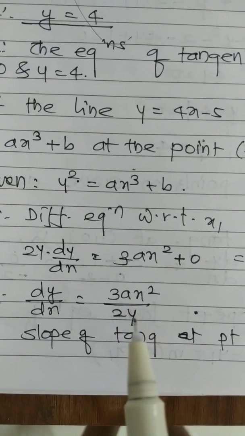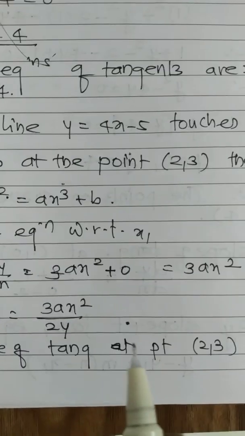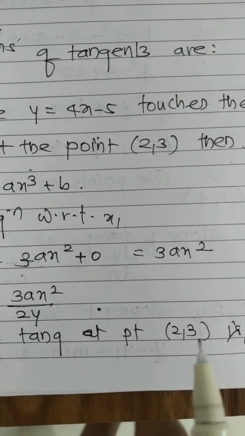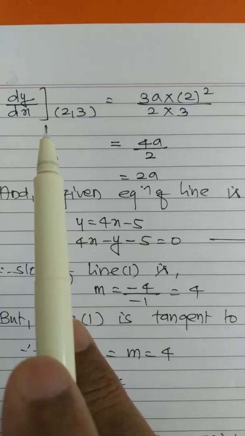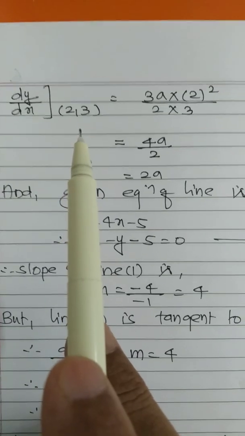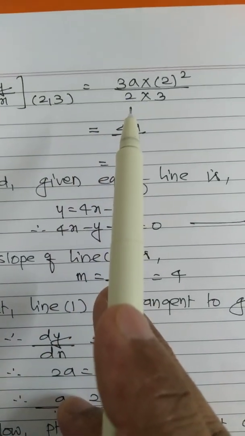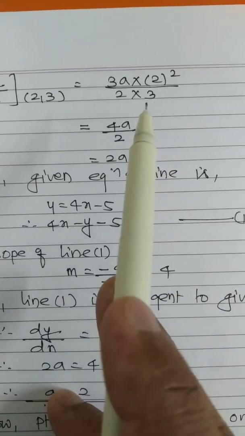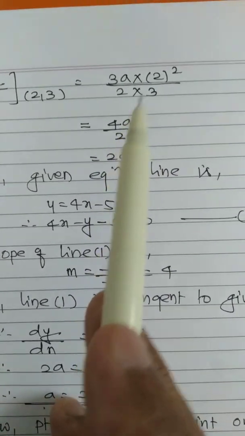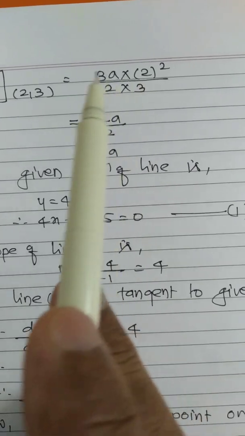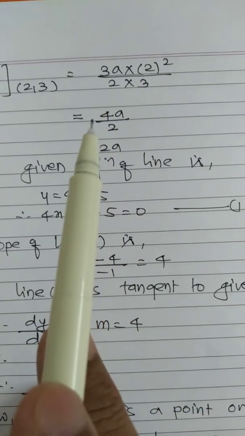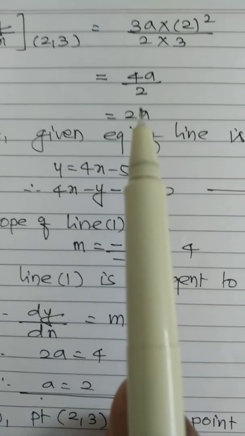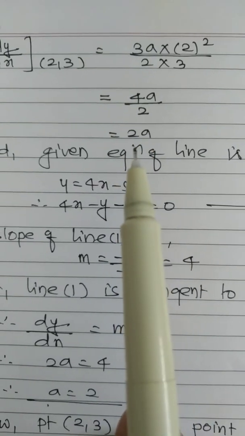So what is the value of dy/dx with unknowns? 3ax squared upon 2y. So the slope of tangent at point (2, 3) is dy/dx at (2, 3) equals 3a upon 2 multiplied by 2 squared divided by 3. So that 4 as it is, but 3 and 3 get cancelled. So 4a divided by 2, which means it is 2a.